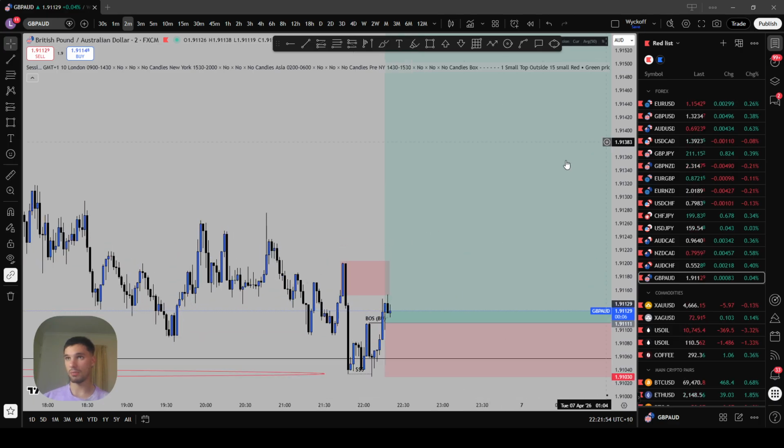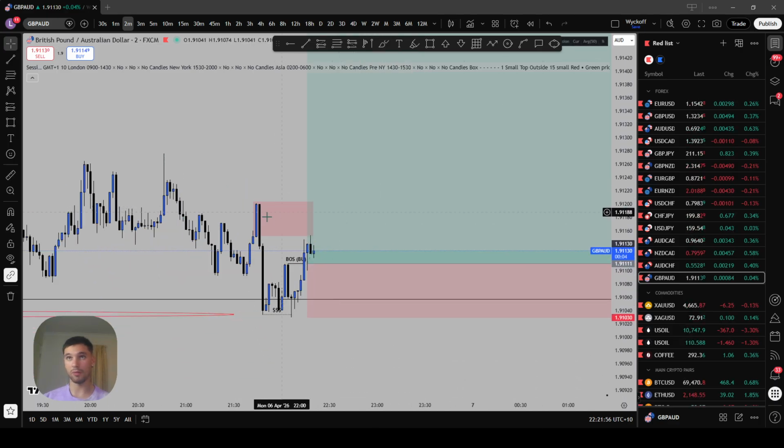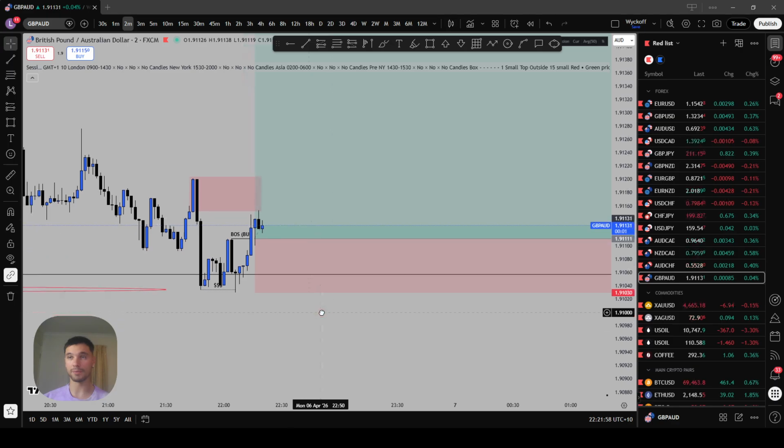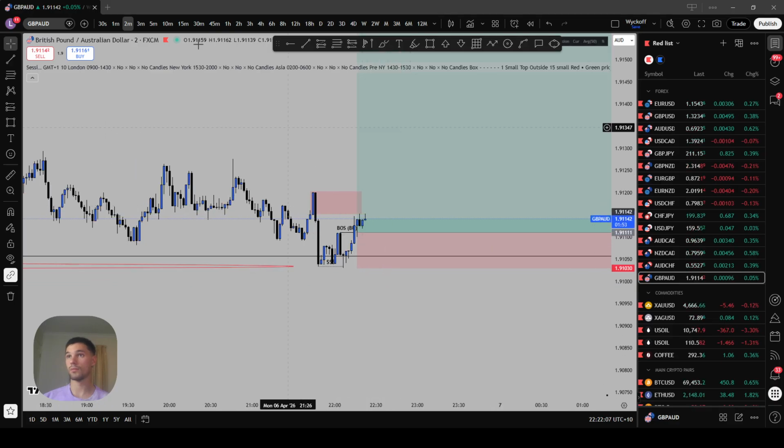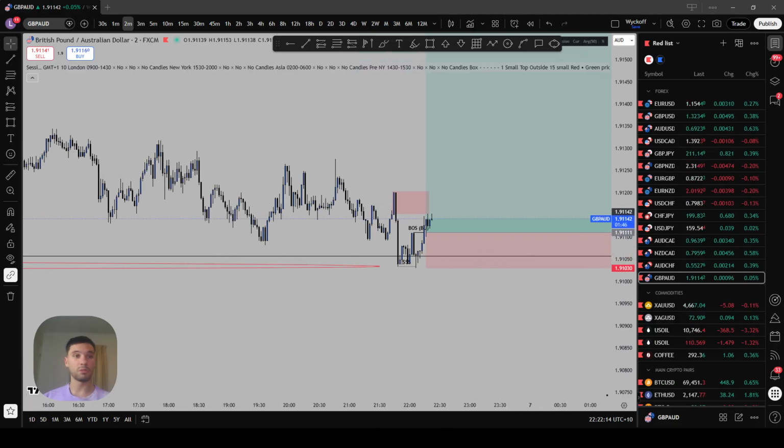But it's kind of like, what is price going to do? Because there was supply here, which has now been mitigated. So you know what? Food for thought. And even the break of structure was pretty nice. So what I will do, I will enter with 0.5%.